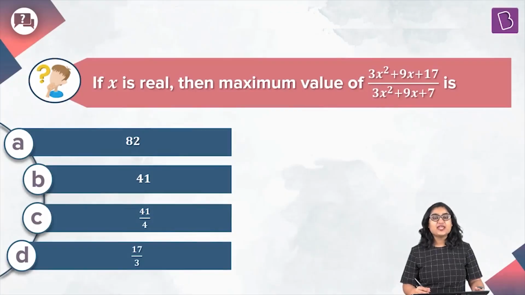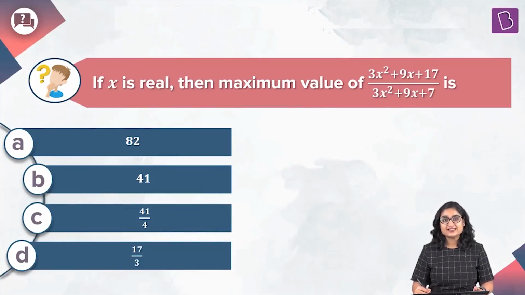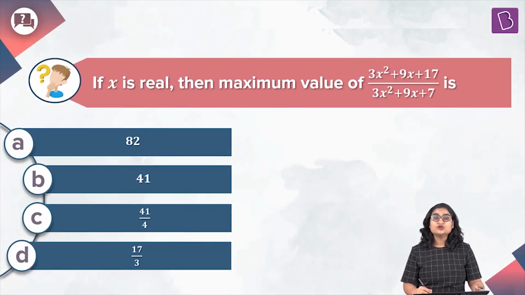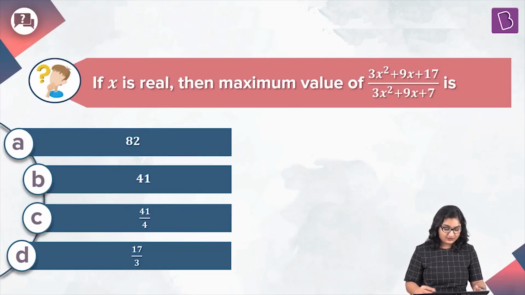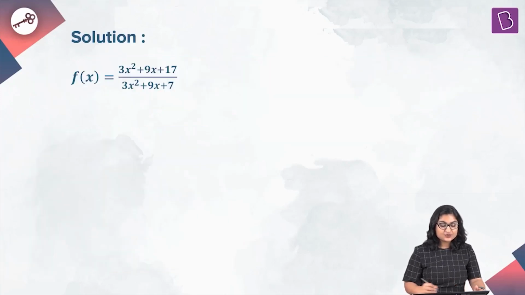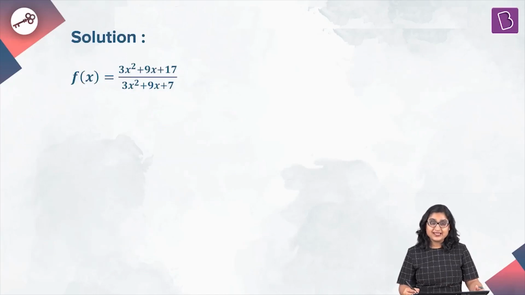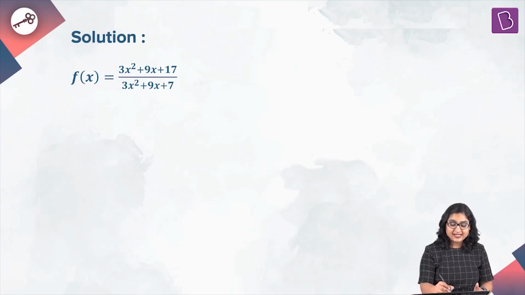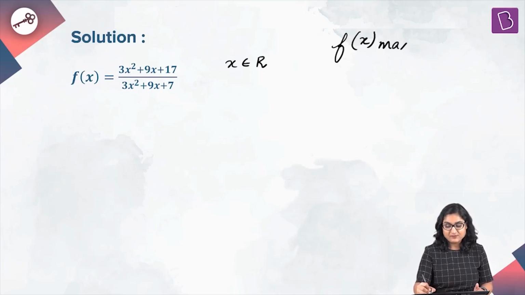So in this question, we have to calculate the maximum value of 3x² + 9x + 17 divided by 3x² + 9x + 7, where x belongs to the set of real numbers. All right. So if we assume that f(x) is equal to (3x² + 9x + 17) divided by (3x² + 9x + 7), and x belongs to the set of real numbers, then we have to find out f(x) maximum.